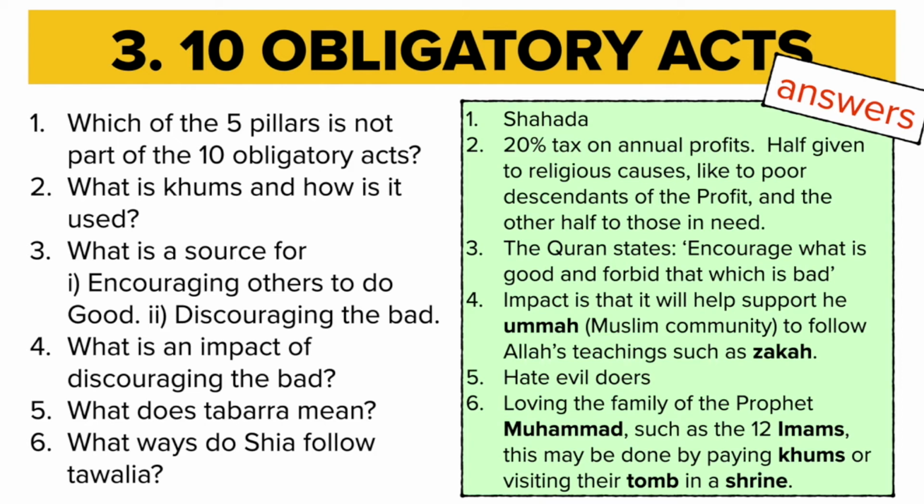Well, Shia would do this by showing love for the Prophet Muhammad and the 12 Imams, who they think are all very, very important people who were linked to the Prophet Muhammad, so part of his family and descendants. They pay khums, so remember, half of that goes towards descendants of the Prophet Muhammad. And they might also visit tombs or shrines, so holy sites, to pay their respects to people who have died in the past, who either were related to the Prophet Muhammad or did important work for the religion.